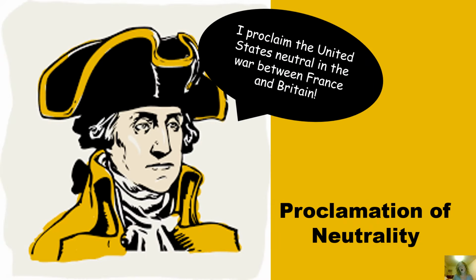So an extension of the French Revolution was a war between France and Britain. France declared war on Britain, and once again, Washington had to decide what to do. And his decision was to make a proclamation of neutrality, saying that we, the United States of America, would not take sides and we would remain neutral for this war in Europe.